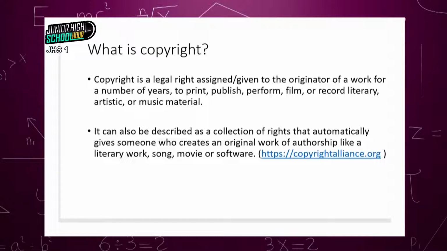So when you create that program, when you create that software, that great idea that you have, when you are able to put it together, make sure you seek the help of someone who can help you copyright your work.